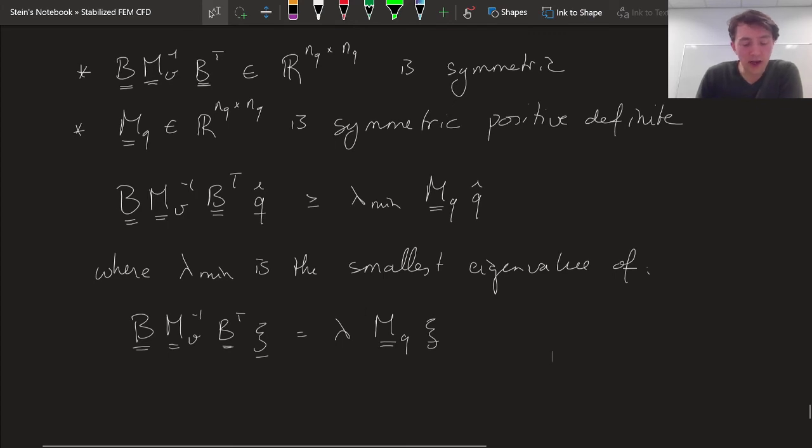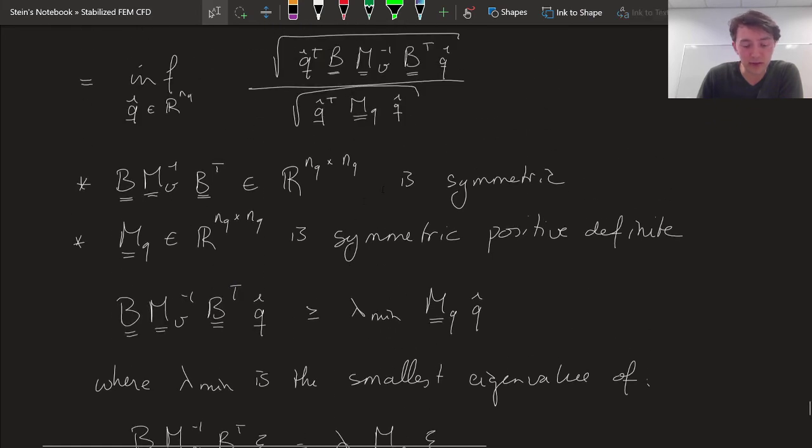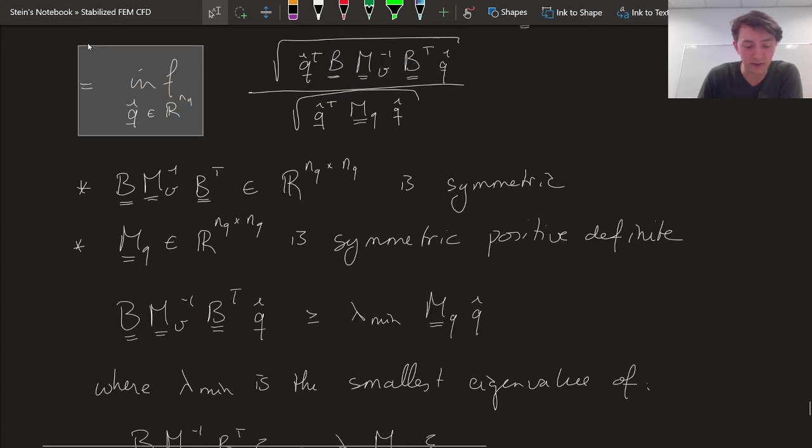Okay, so now that I can make this claim due to these properties, I can replace simply what is above here by this, because we're taking the infimum here.